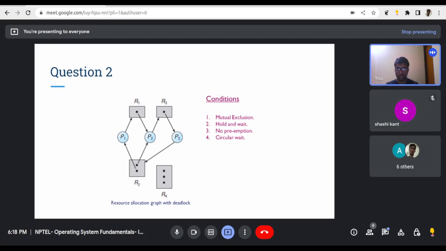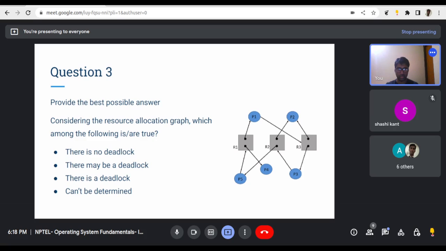Let's progress with the next question then. This is a comparatively more complex resource allocation graph, but you'll see it is simpler. The task is again the same. You have to check whether there is a deadlock, there may be a deadlock, there is no deadlock, or it can't be determined. Which of the following options do you think is correct?